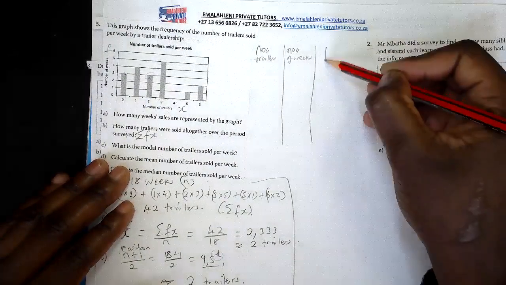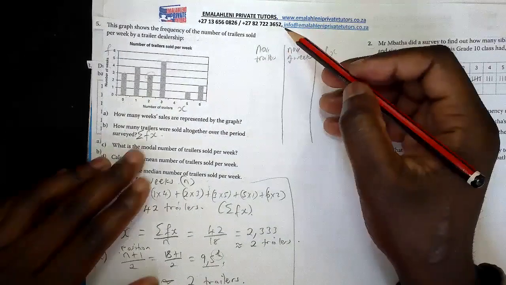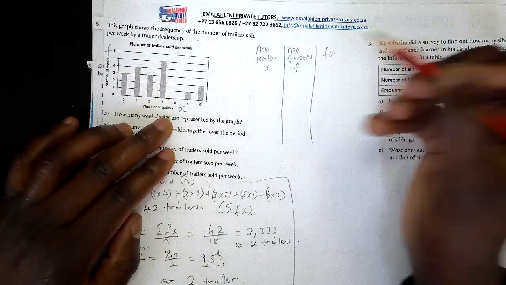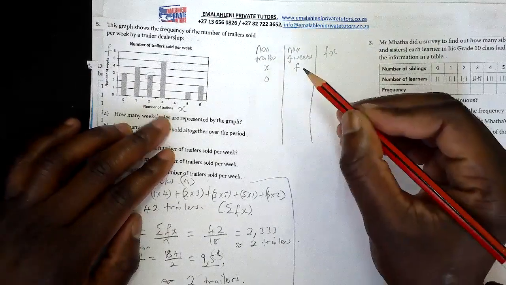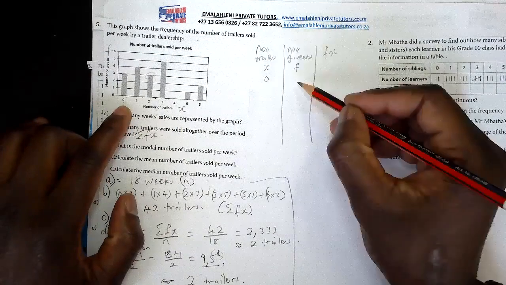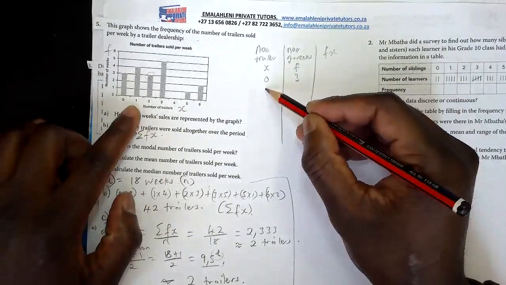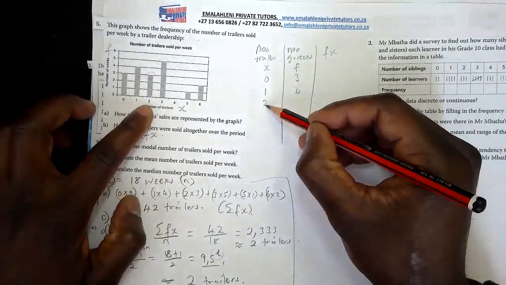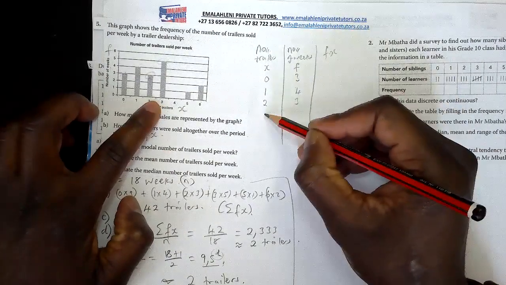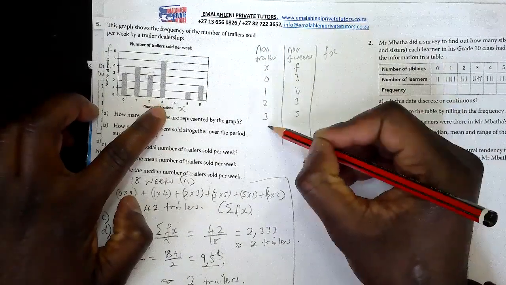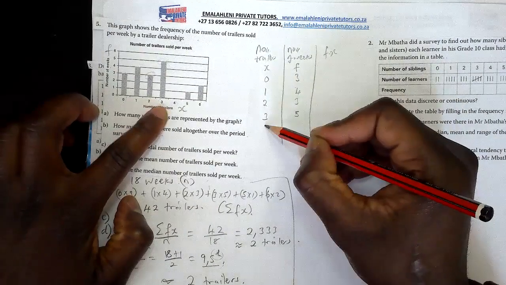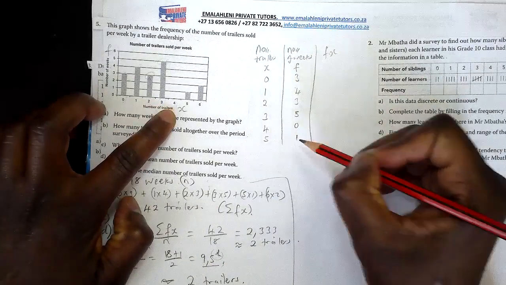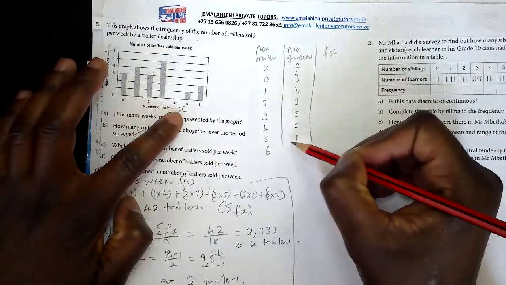Okay, then our f(x). The number of trailers, we said, is x. The number of weeks is f. So we're going to say 0 trailers, we find that is 3. Then 1 trailer, we find that is 4. Then here is 2, then here is 3. Then here it's 3, then here it's 5. Then 4 is 0, 5 is 1, 6 is 2.